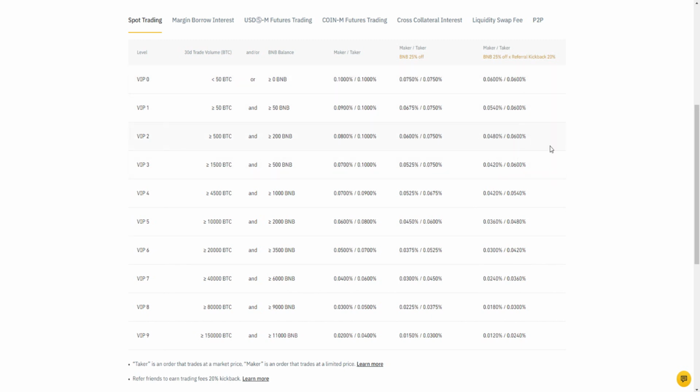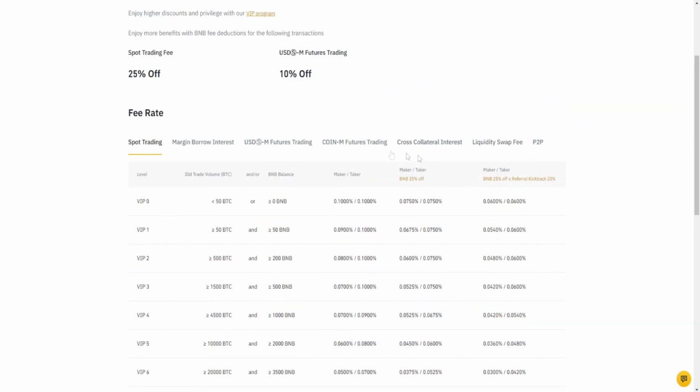What we've talked about so far in regards to the fees being explained inside of Binance is this is going to be for spot trading, right?